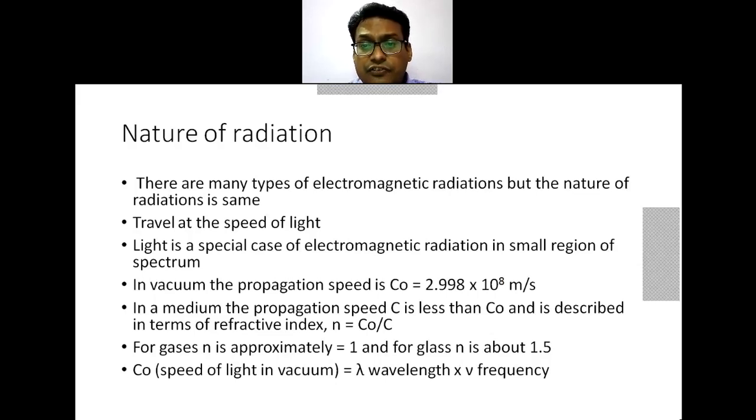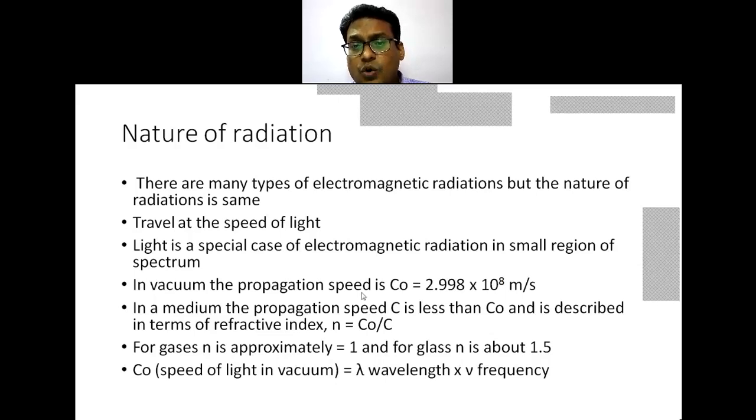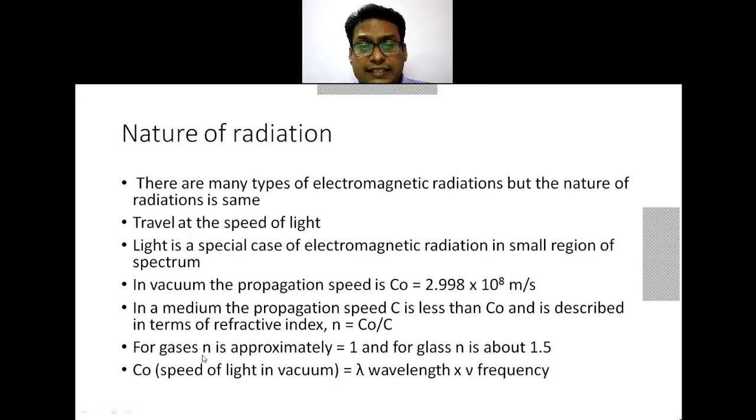This difference between the speed of propagation of light in vacuum and in the medium is termed the refractive index n. So n is equal to C0 upon C. For gases, n is approximately equal to 1, and for glass, n is about 1.5. And C0, the speed of light in vacuum, is equal to the wavelength lambda times the frequency mu. We have already studied this lambda times mu.